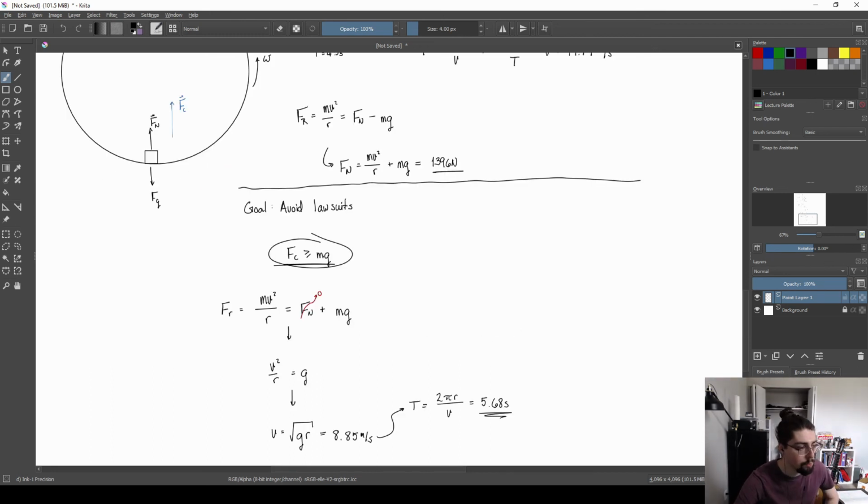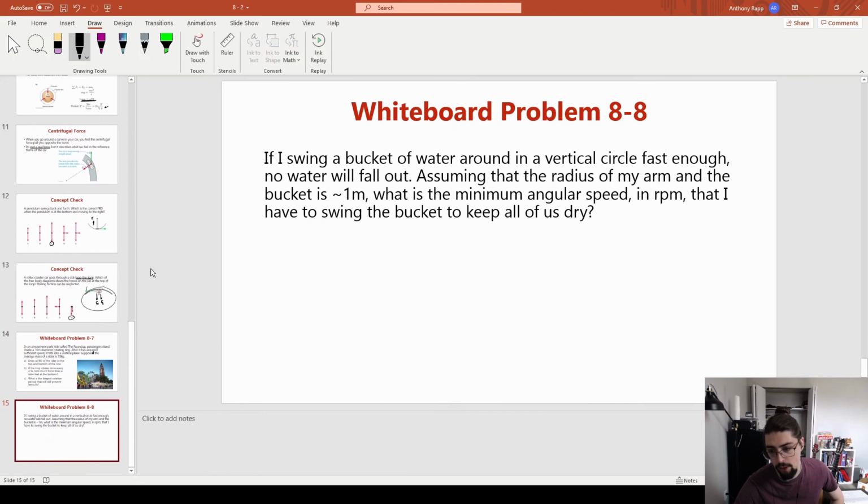So the very last problem here is actually very short. This is where I would have placed the demo itself. But the very last problem here is what happens if I were to swing the bucket around, and my arm is, maybe you can estimate, between my arm and the bucket and everything else, about 1 meter long. If I swing it in a vertical circle and no water were to fall out, how many rotations per second would I have to be making to make sure that everyone actually stayed dry?